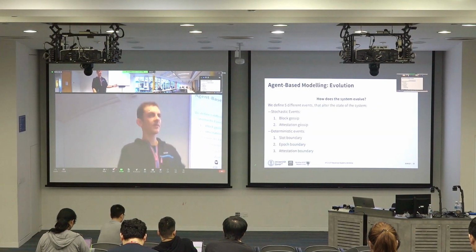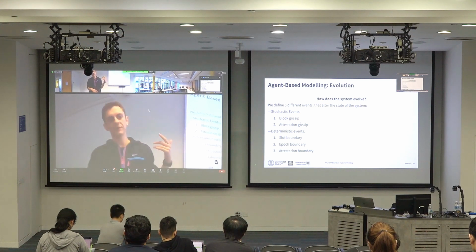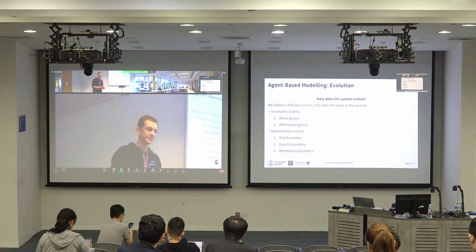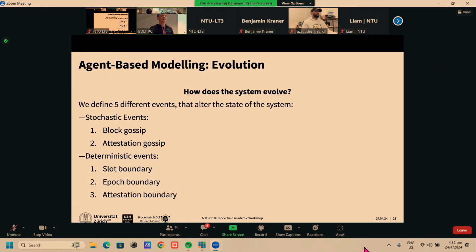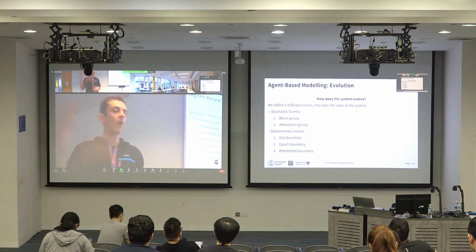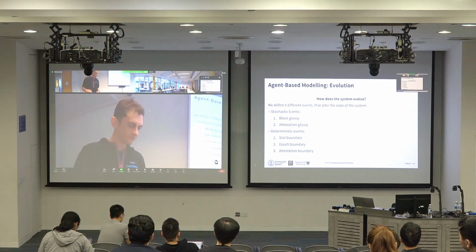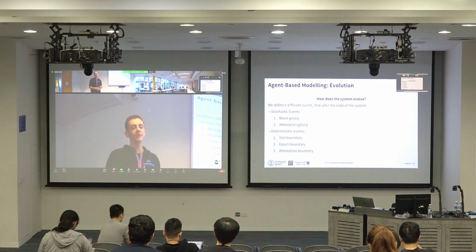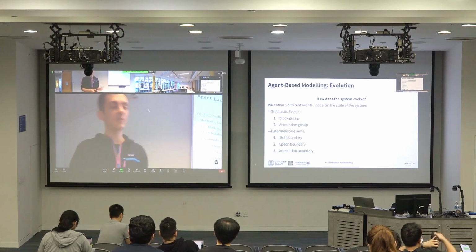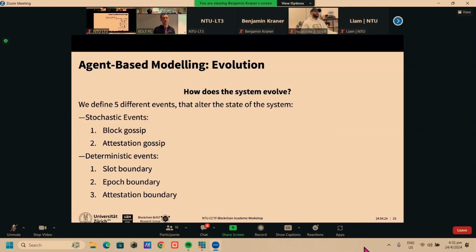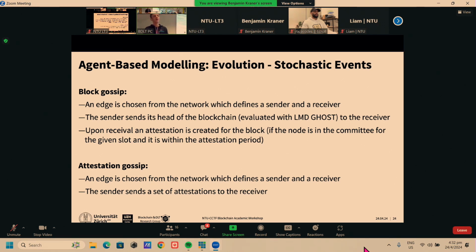Now, when we describe the state, we have the starting state, and we also want to describe how the system evolves. For this, we define events that can happen and alter the state of the system. Here we have to make a distinction between stochastic events, like block gossip and attestation gossip, which describe how blocks and attestations are sent through the network, and deterministic events that are given by the protocol of Ethereum, like the things I mentioned before. So we have the slot boundary, the epoch boundary, and an attestation boundary. I want to quickly explain how these events work.